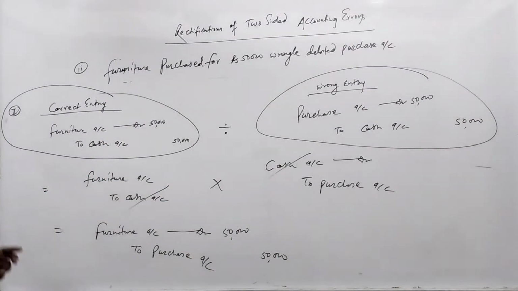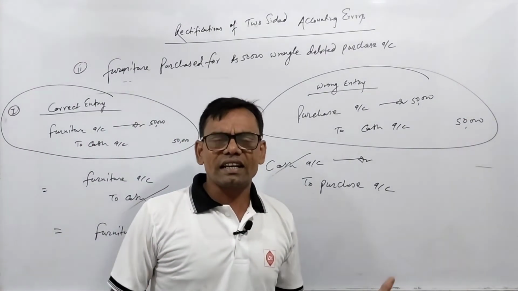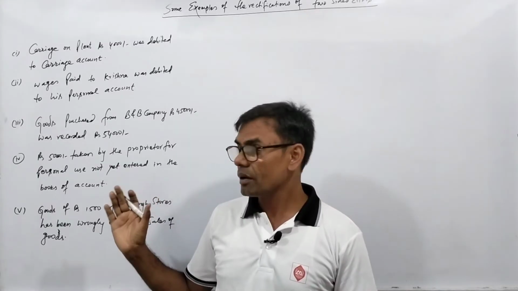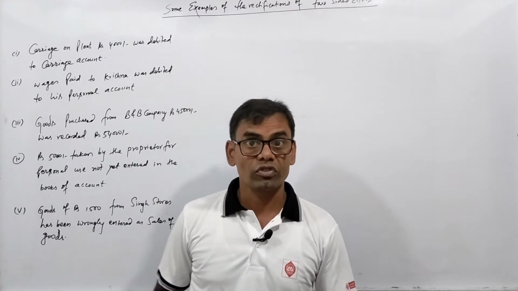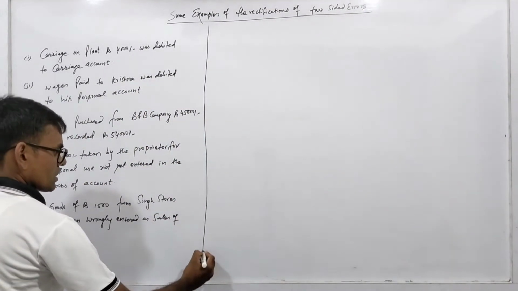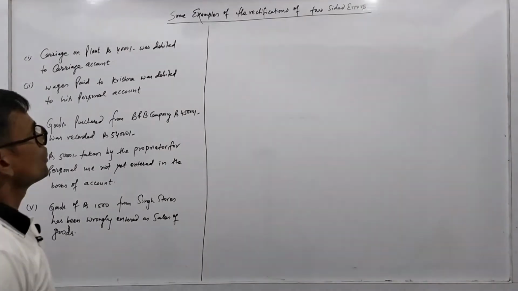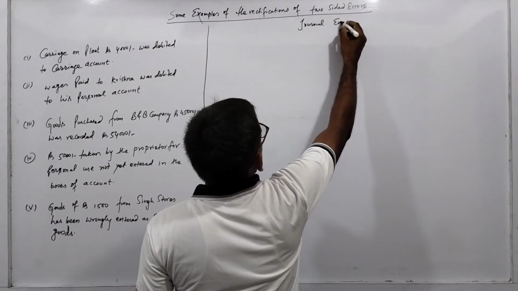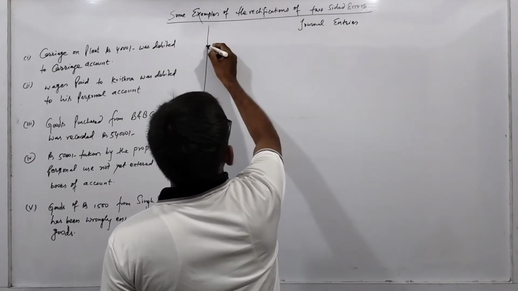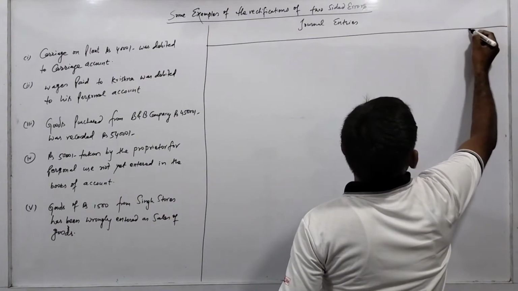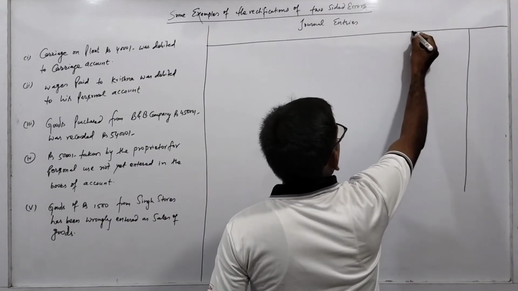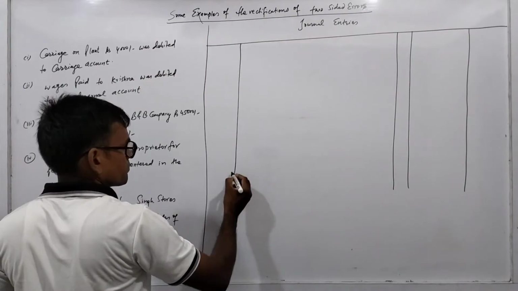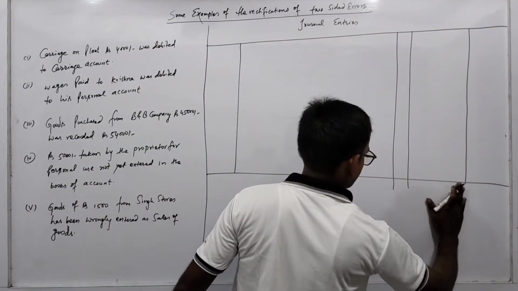So let's take some examples to get more clarity about it. Five examples are given here. You see that if such errors are located, how to rectify them? So prepare journal entries. As you know the format of journal entries, this is the format of journal entries. You will do it like this.